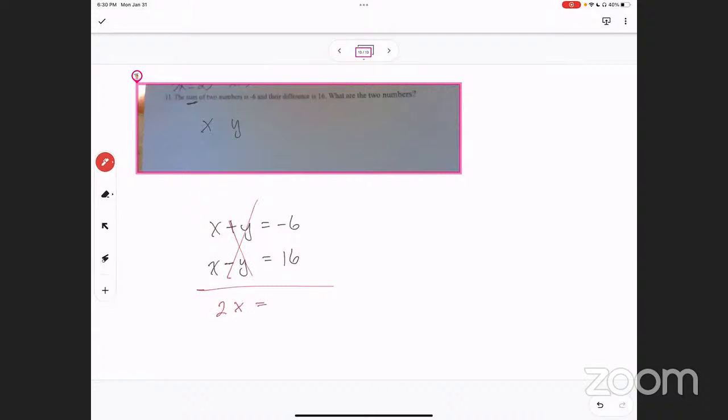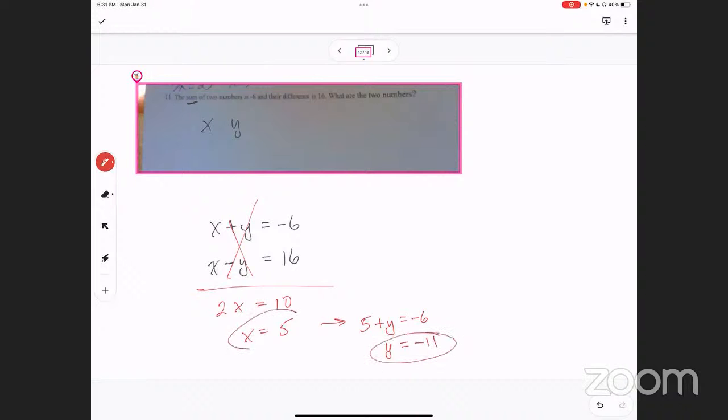2x equals 10, right? So x equals 5. And then what does y equal? Plug it into one of them. 5 plus y equals -6. So what does y equal? Minus 11. -11. Good.